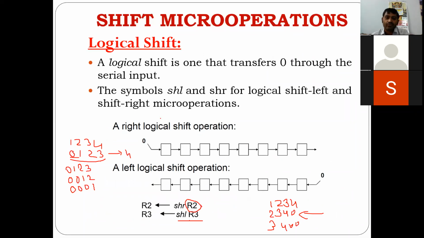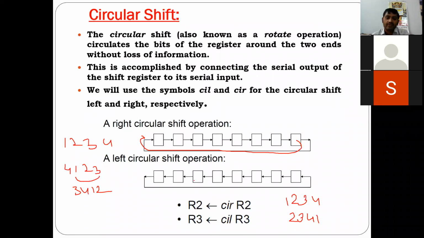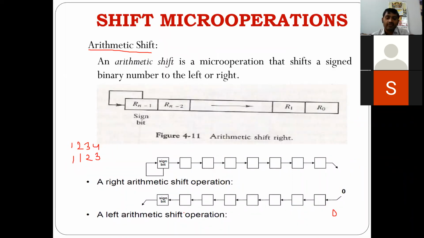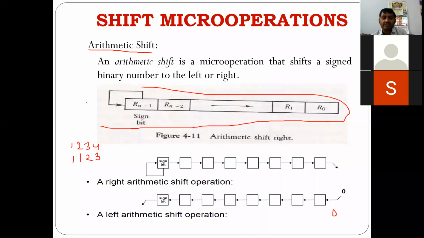Logical shift, we have right and left. In this, the MSB bit is filled with 0 on a right shift and the LSB bit is filled with 0 on a left shift, and circular shift is in a circular fashion. In arithmetic shift, the left shift is similar to your logical shift, but the right shift is a bit different, in that the MSB bit is copied. You need to remember this one. That's why even in the textbook he is concentrating on this only. The sign bit will be copied, the remaining will be as it is, right?